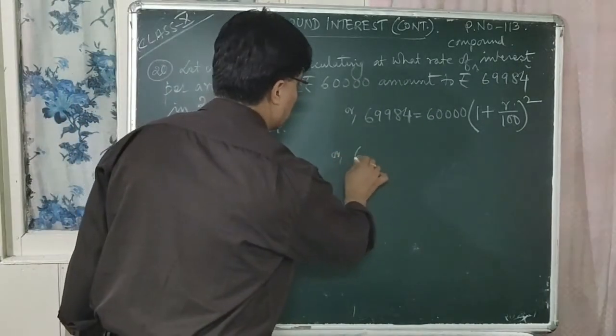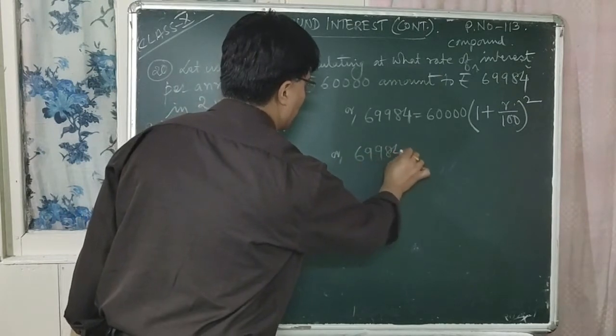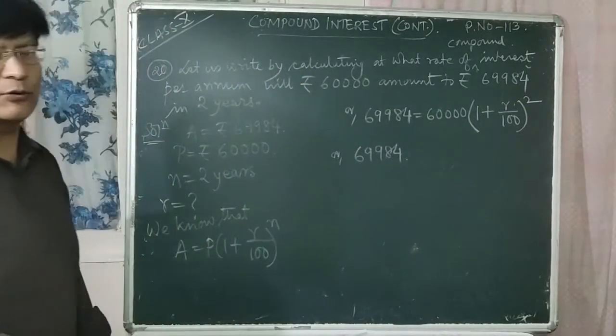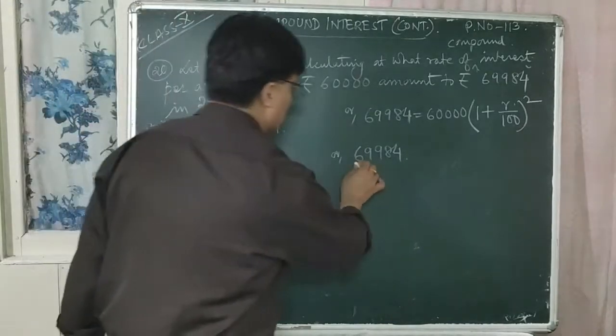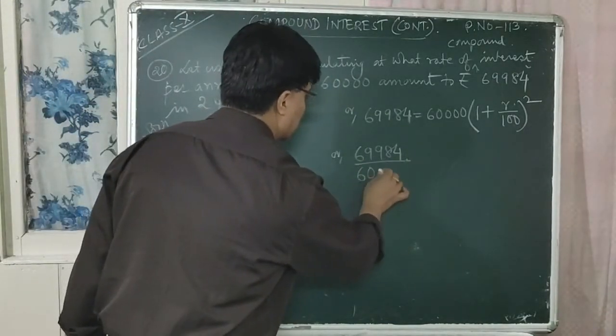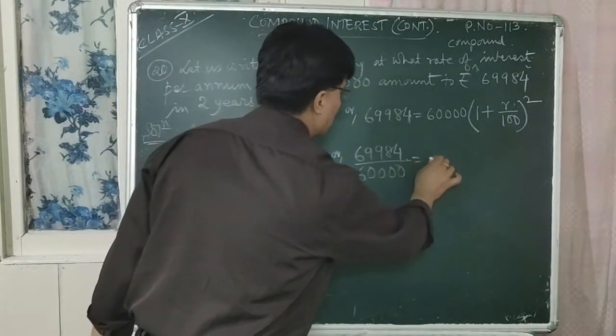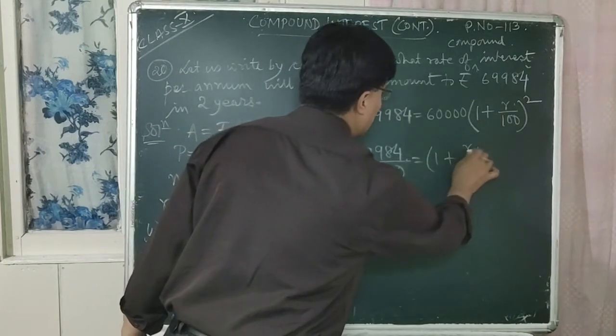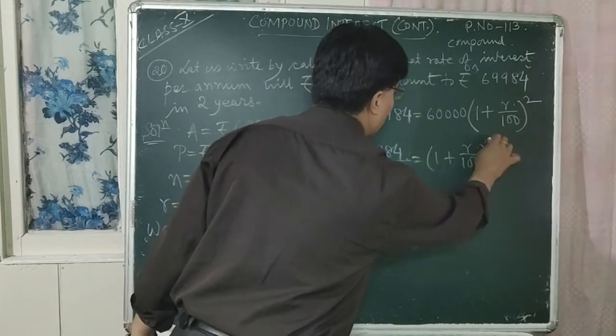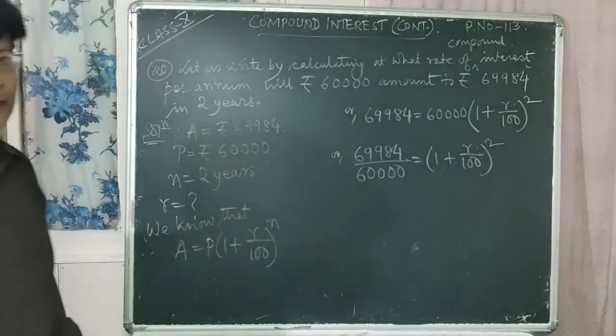So 69,984. Now take this 60,000 to the left hand side. So it goes to the denominator, that is 60,000, which is equal to 1 plus R upon 100 whole square. Is that clear?